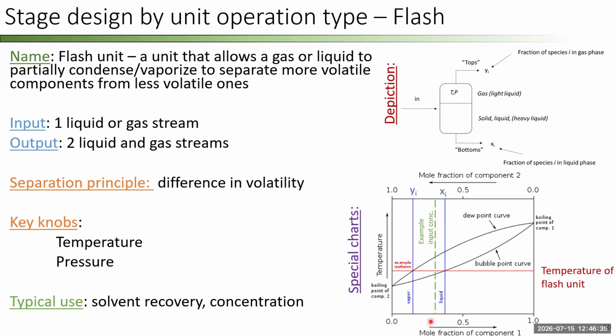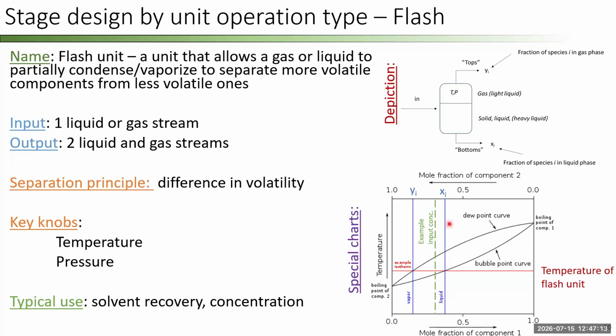Okay, so to see how much of a separation I have, I take my inlet stream, I go up to whatever temperature I'm operating at, I draw two lines, I get the vapor phase, and I get the liquid phase down here. A flash operation is usually used in solvent recovery and concentration. So usually we've already done some sort of extraction, and I just want to remove a solvent, whether that's water or an extracting solvent. Okay.